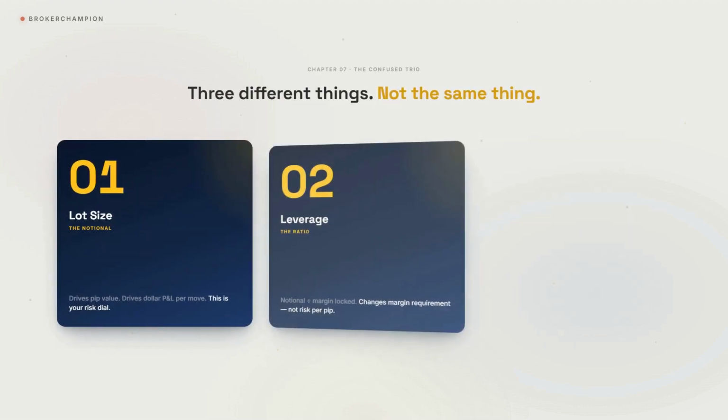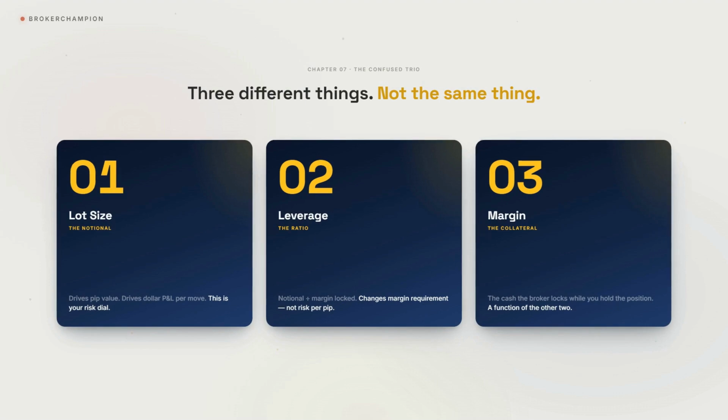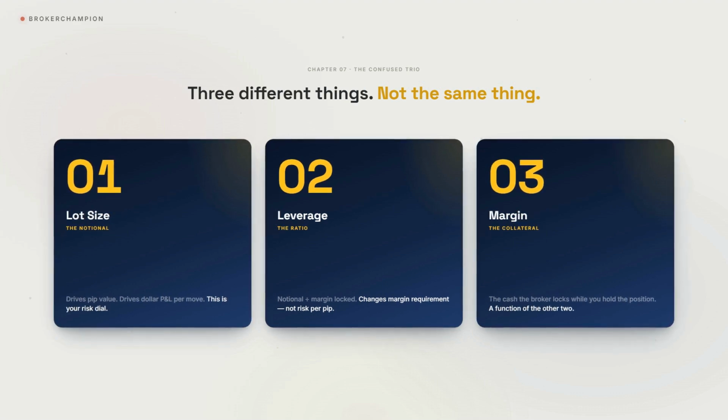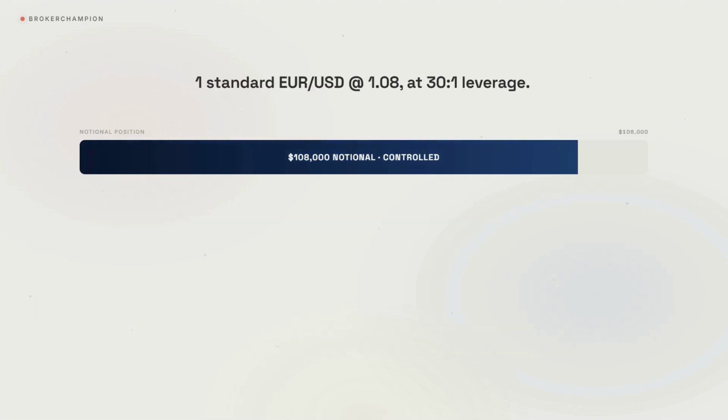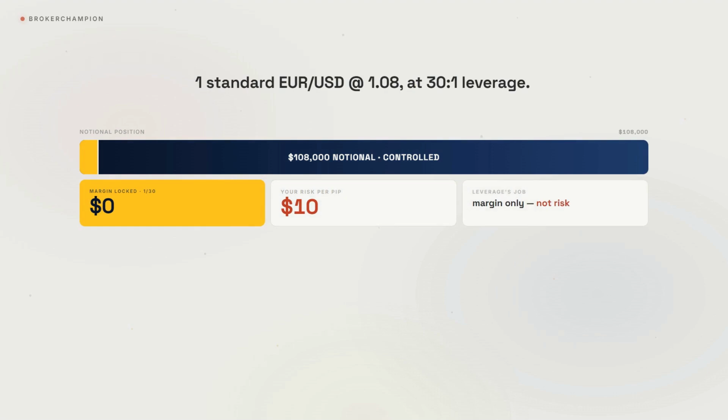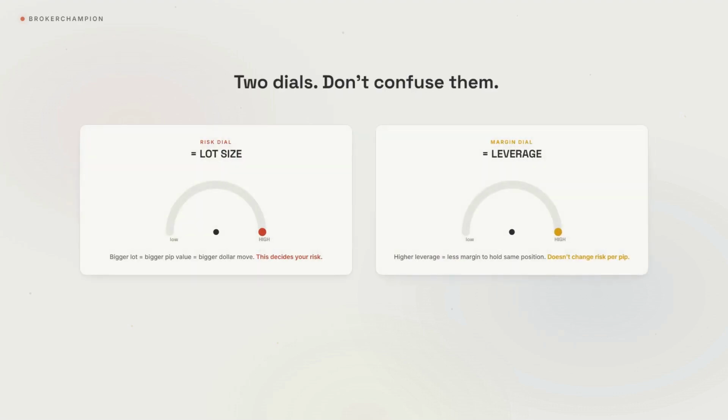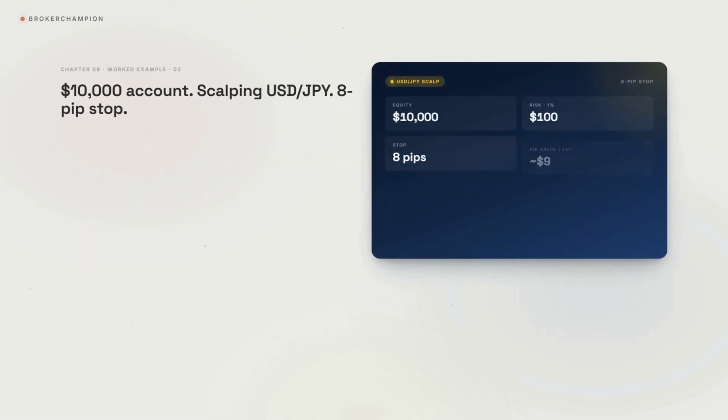Which brings us to the most confused trio in retail forex: lot size, leverage, and margin. They are not the same thing. Lot size is the notional you're controlling. That drives your pip value. That drives your dollar P&L per move. Leverage is just the ratio between that notional and the margin the broker locks up to let you hold it. At 30 to 1 leverage, opening one standard lot of EUR/USD around 1.08 requires about $3,600 of margin. That's all leverage does. It does not change your risk per pip. Read that again. Leverage changes margin requirements, not risk. A trader on 100-to-1 leverage trading one micro lot has less per trade risk than a trader on 10-to-1 leverage trading one standard lot. Lot size is the risk dial. Leverage is the margin dial.